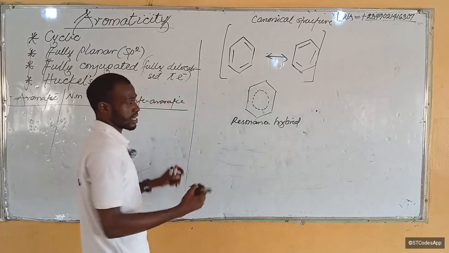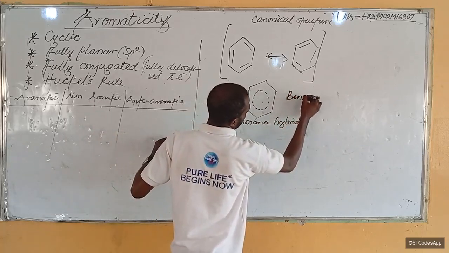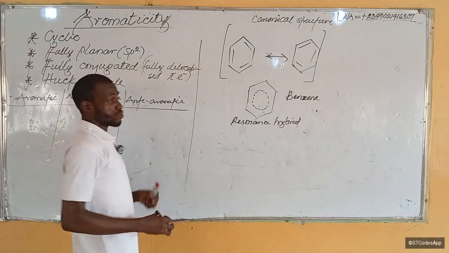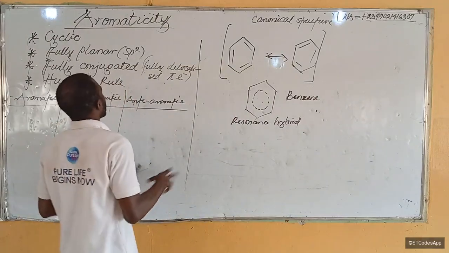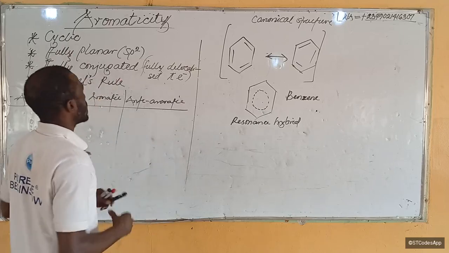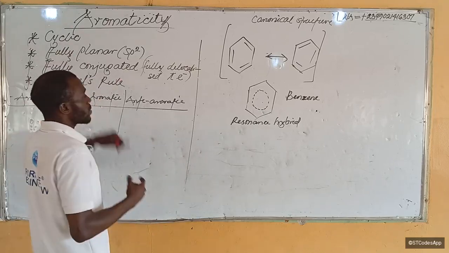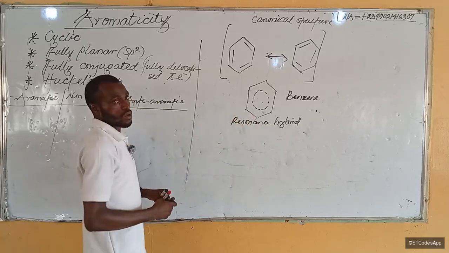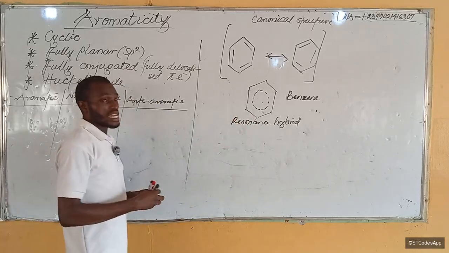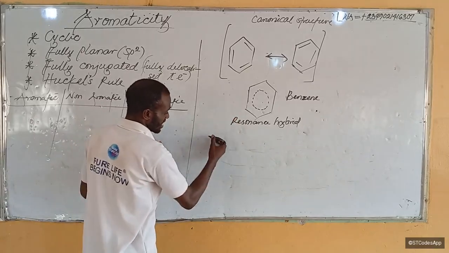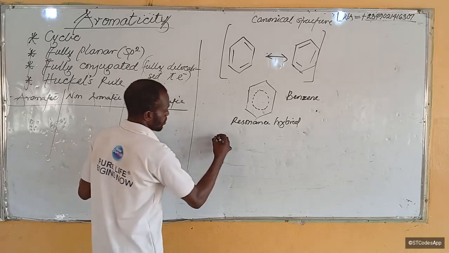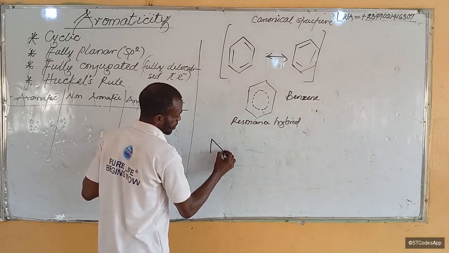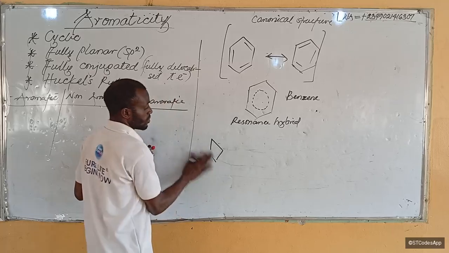Now, why did I choose benzene as my example? Benzene is my example because it is the most famous, the most popular aromatic hydrocarbon. So now let's use benzene to judge aromaticity. We have the first condition, being cyclic. Is benzene cyclic? Of course. When is a molecule cyclic? The molecule is cyclic when the first carbon links to the last carbon.